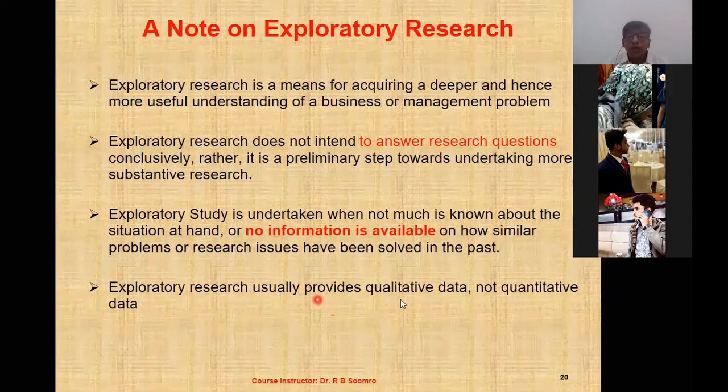Exploratory research usually provides qualitative data, not quantitative data. That's very important. You must keep in mind there's a difference between qualitative and quantitative data. So in exploratory research, most of the time the data available is qualitative. For example, through observation: you are a manager sitting in your office, and you observe the behavior of your employees with the customers. For example, if you are a branch manager, you observe the behavior of your staff members with the customers who are coming there.